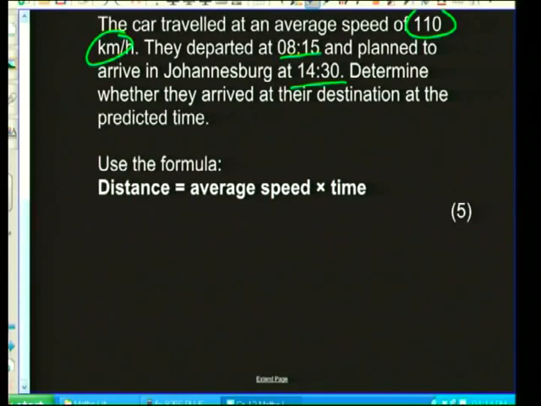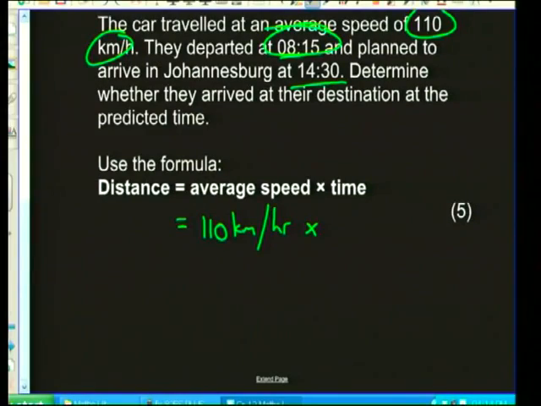So there are 2 ways of doing it, right? I'm going to say, let's use our formula as it is. And I'm going to say, right, the average speed. What is the average speed? 110 kilometers per hour. What is the time? Now we have to work out how long they're going to take. Well, if they leave at 8:15 in the morning and they arrive at 2:30, let's try and work out how many hours they've been driving.